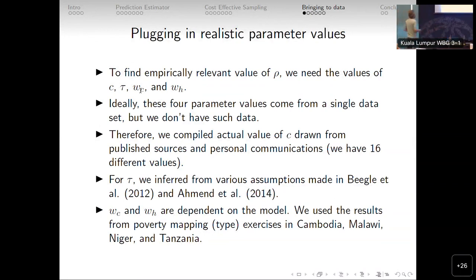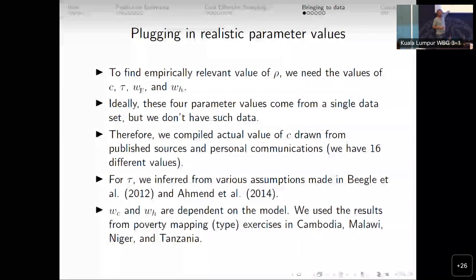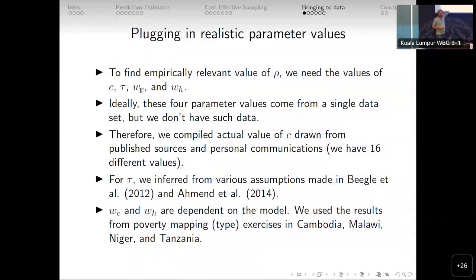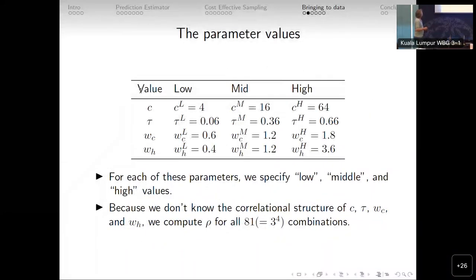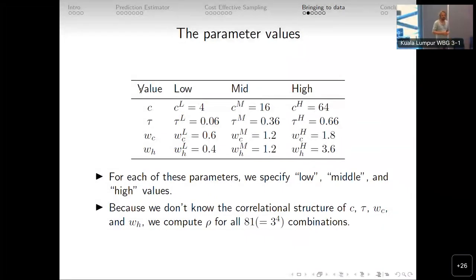And the two studies that we used to calibrate the parameters of the cost function come from a paper by Ahmed et al. The information was not necessarily available in the paper, but they had auxiliary unpublished data that they were willing to share with us. Calibrating these sources of data allows us to identify a low range, a mid range, and an upper range for the parameters in play, for C, tau, WC, and WH.